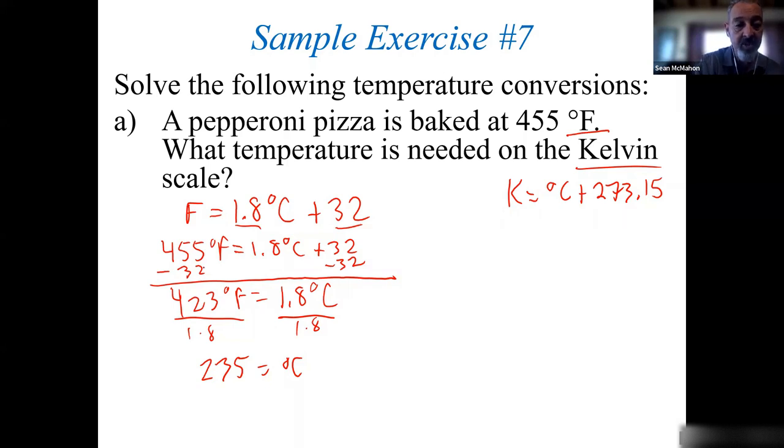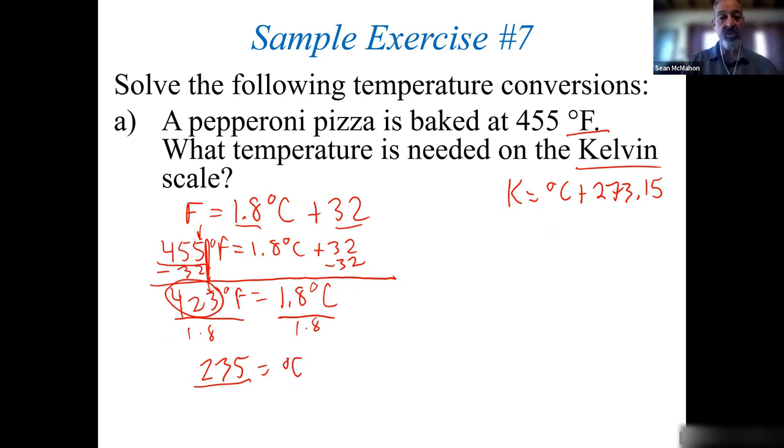And I'm not using the 1.8 and the 32 for significant figures, right? So when I did this subtraction here, I used the original 455, which is at the ones place. So my final answer had to be at the ones place, which is 423. When I divided by the 1.8, I'm not using the 1.8 and saying it's 2 sig figs. I'm using the 423. It should be 3 sig figs. And I'll repeat that because that's a little tricky, because I'm actually using two different rules. I'm using the addition subtraction rule, and then I'm using the multiplication division rule.